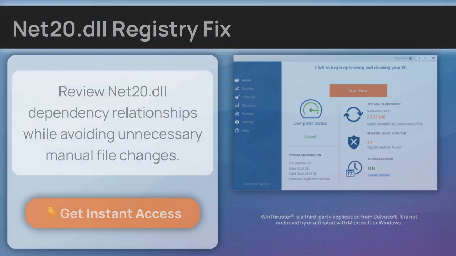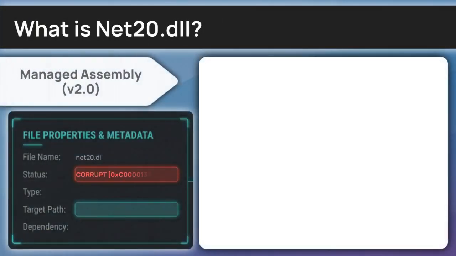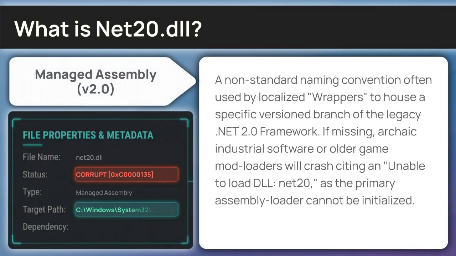This is the net20 library, a non-standard naming convention often used by localized wrappers to house a specific versioned branch of the legacy .NET 2.0 framework. If missing, archaic industrial software or older game mod loaders will crash, citing "unable to load DLL net20," as the primary assembly loader cannot be initialized.